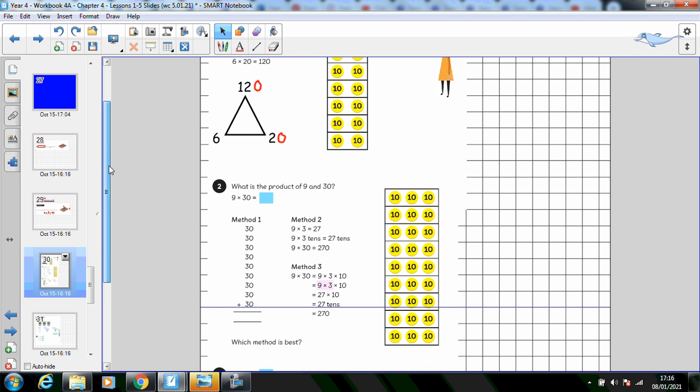In method 1, we've got repeat addition. 30 and 30 and 30. Oh, I'm getting bored already. Does this look like a good method to you? Is it efficient?